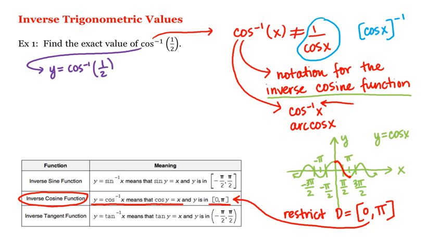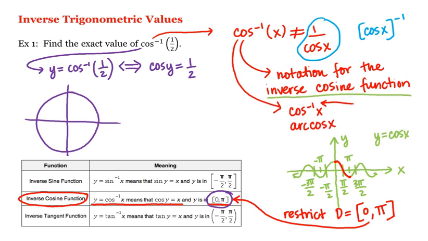All right, so looking at our problem here, let's set y equal this inverse cosine of 1/2. This is equivalent to cosine y is equal to 1/2, where y is in this interval down here. So thinking of our unit circle, the cosine of this angle here, pi divided by 3, is equal to 1/2, because the x-coordinate of this point is 1/2.